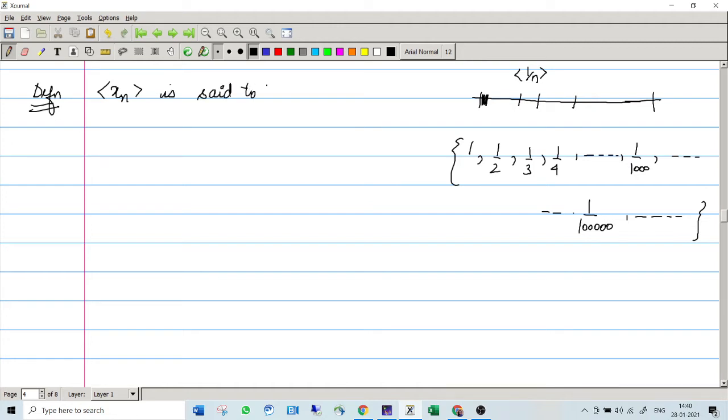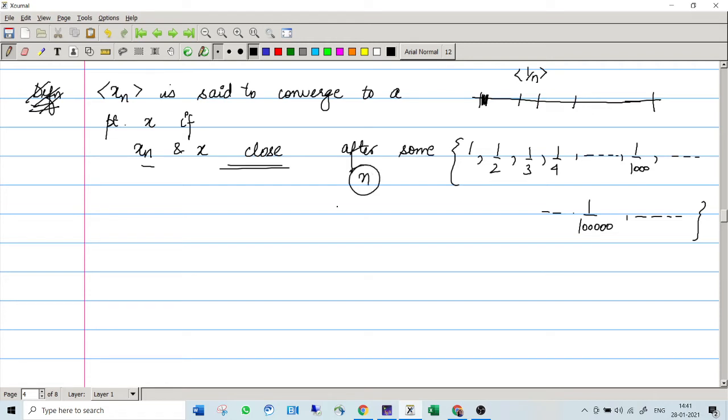So we'll say that a sequence xn is said to converge to a point x if the terms xn and x are very close to each other. This is not a formal definition. Again, I'm saying the formal definition will come, but let us first plot it. So xn and x are very close after some n, right? After a point of time, meaning after crossing some value for n. So these terms are getting closer and closer to each other after some n, right?